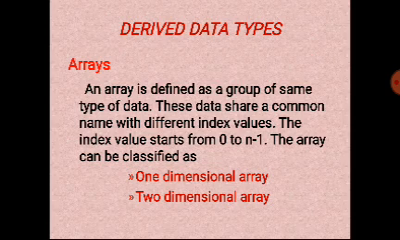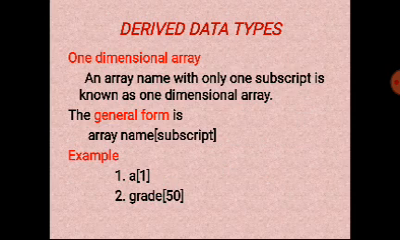First one, array. An array is a group of the same type of data. It contains different index values from 0 to n-1. We can classify arrays as one-dimensional arrays and two-dimensional arrays. In a one-dimensional array, there is only one subscript, while a two-dimensional array needs two subscripts. General form: array name, subscript. So array name A means subscript 1, grade subscript 50.